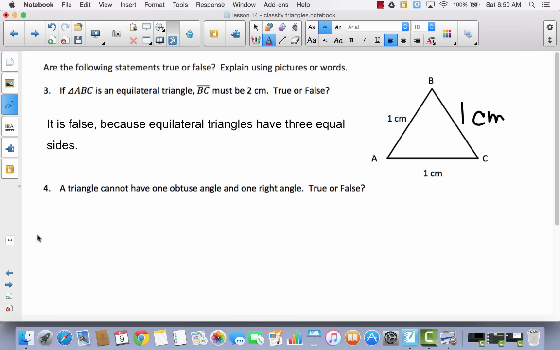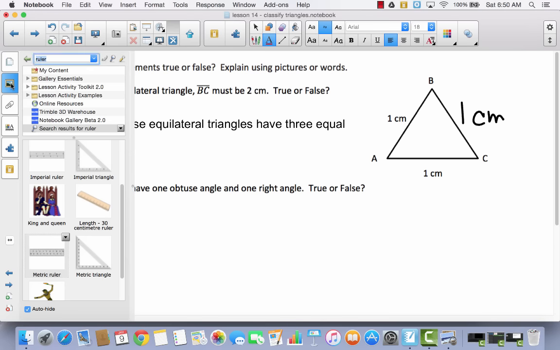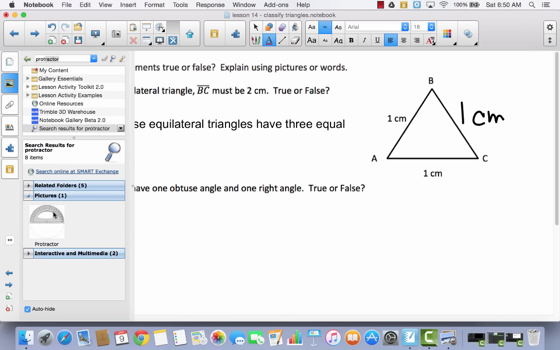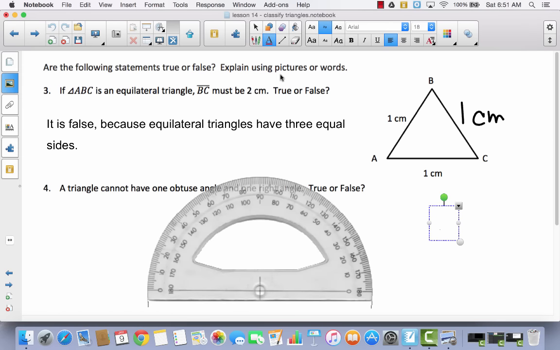A triangle cannot have 1 obtuse angle and 1 right angle. True or false? I think this statement might be best proven with a picture. Okay, so let's try to make an obtuse angle. Let's go ahead and take a look at our protractor. Let's get our protractor here. And this doesn't have to be perfect, but let's at least make sure that we make a nice obtuse angle.